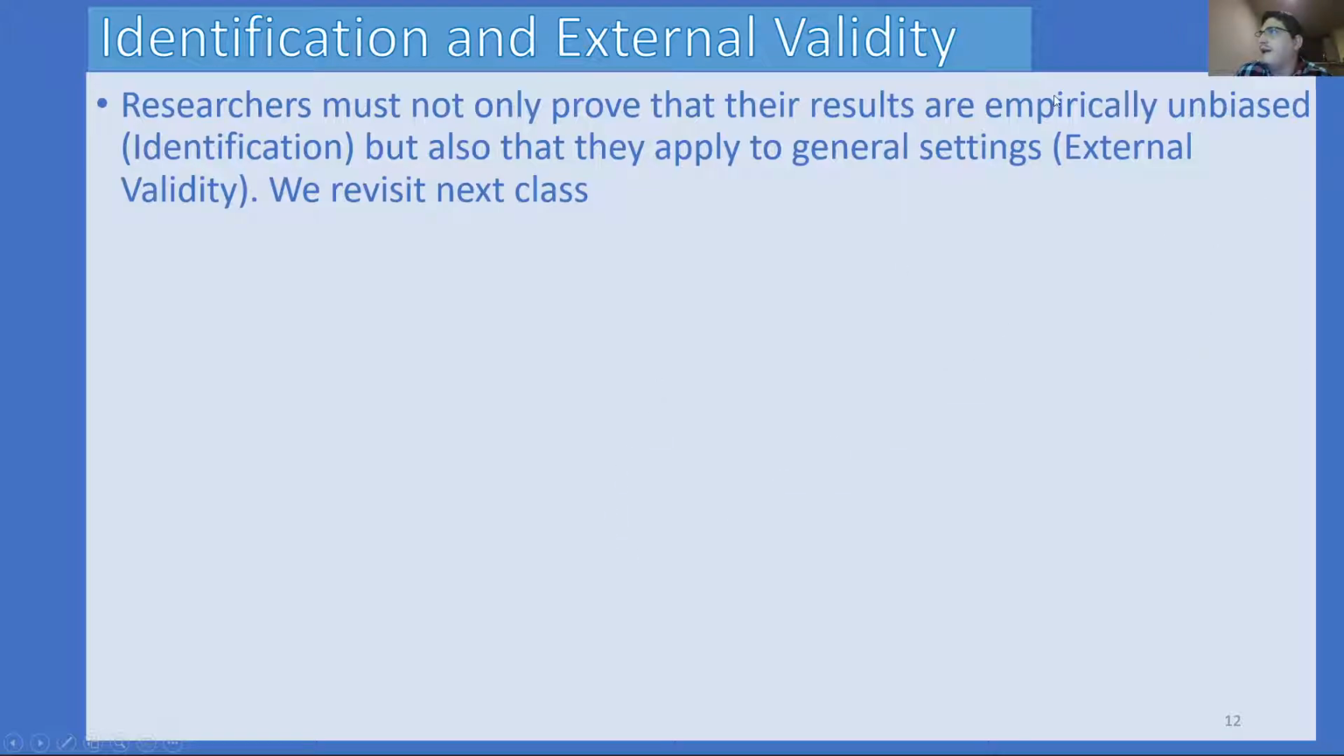So you need to have this unbiasedness, that my results are true. They give the true relationships between two variables. And we're going to cover what identification is in a few slides here. But they also have to apply and show that they apply to general settings. They affect everyone. External validity.